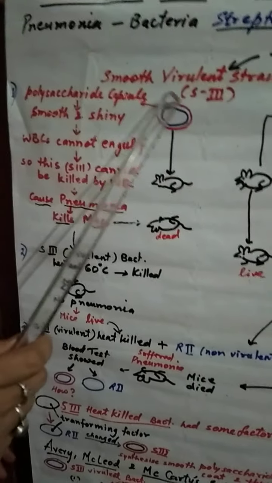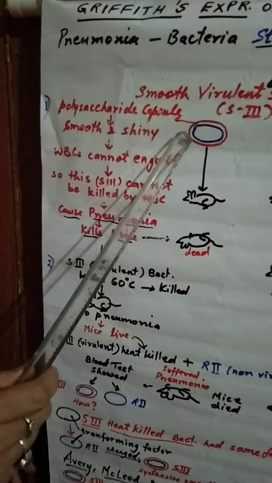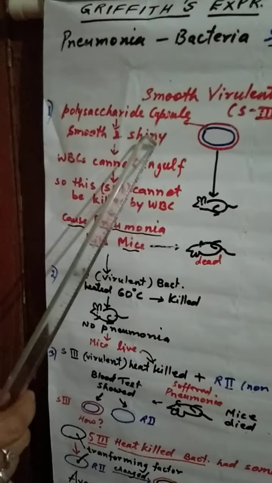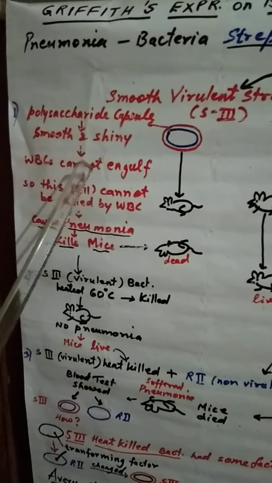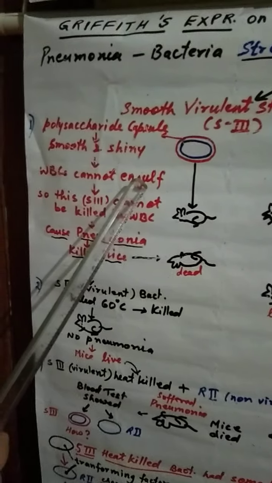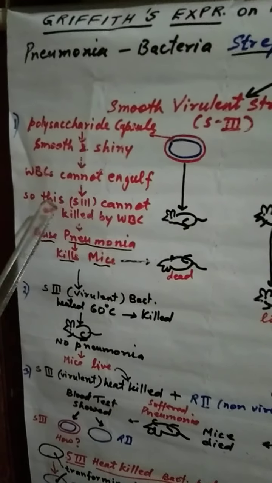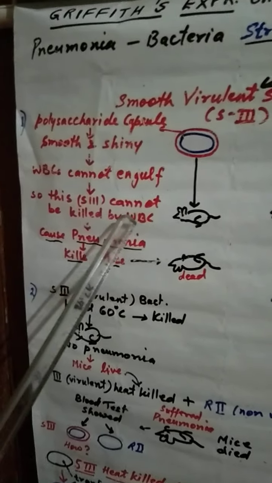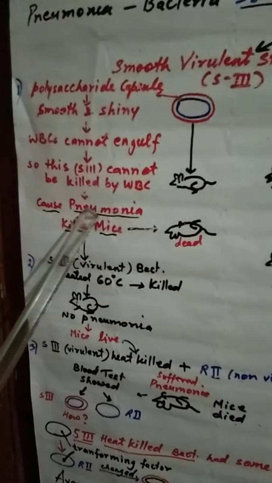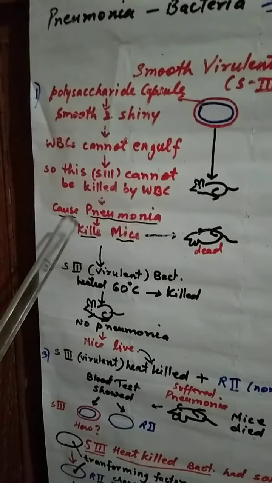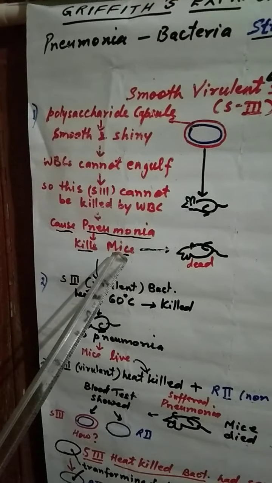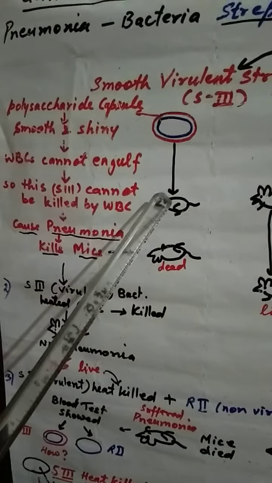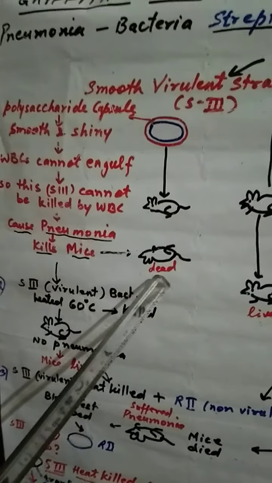A polysaccharide capsule was seen outside this bacteria. The red color is a capsule which was smooth and shiny. WBCs cannot engulf such type of bacteria inside the body of an organism. So this S3 cannot be killed by WBC, and thus definitely it will cause pneumonia. And when it causes pneumonia, the organism in which it has been infected will die. So when it was introduced in mice, the mice died.